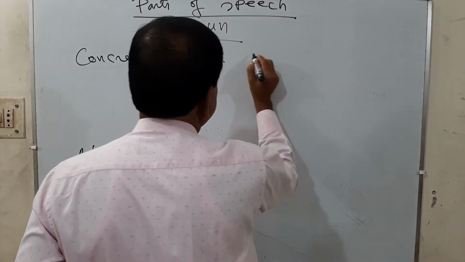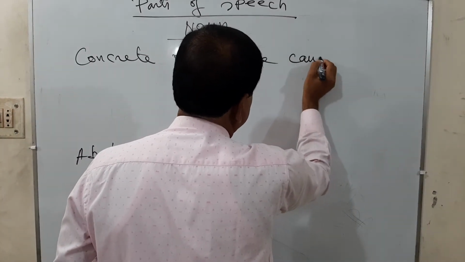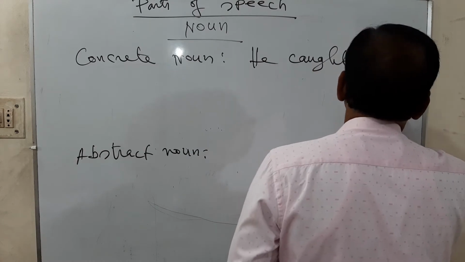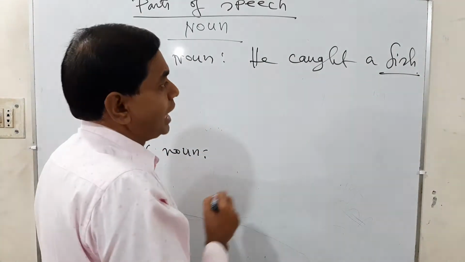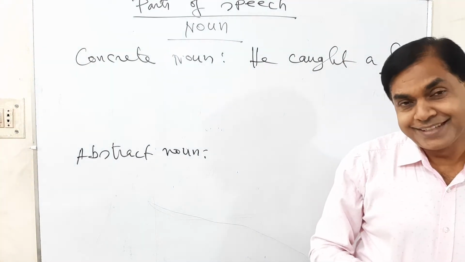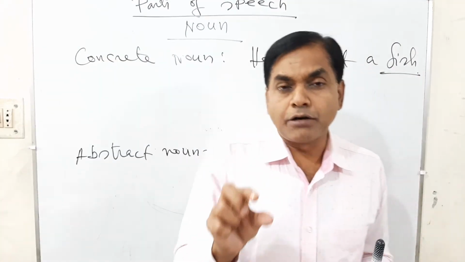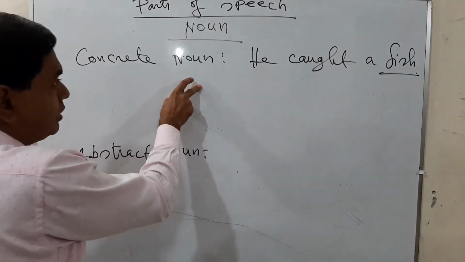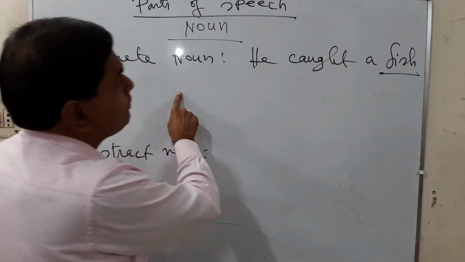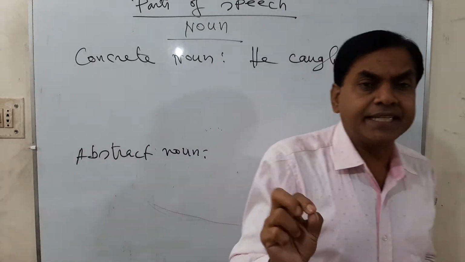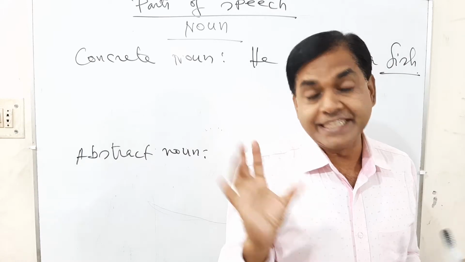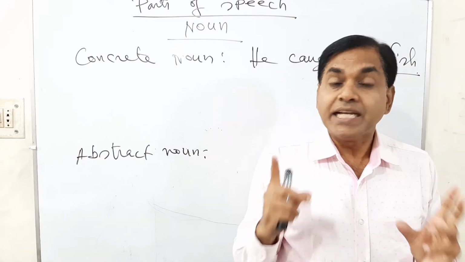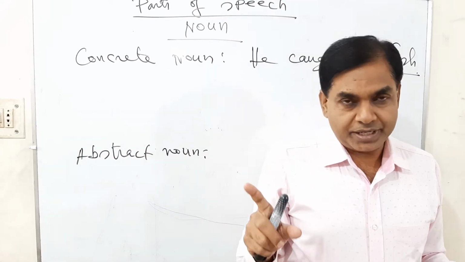Look at it. He caught a fish. So it is a concrete noun, fish. A fish can be seen. A fish is also a countable noun, am I right? So you can easily understand that nouns are classified mainly in two classes. The first one is concrete noun and the second one is abstract noun. A concrete noun is a substance which can be seen, touched and caught easily. Concrete indicates solid substances. Am I right? Okay, thank you all.